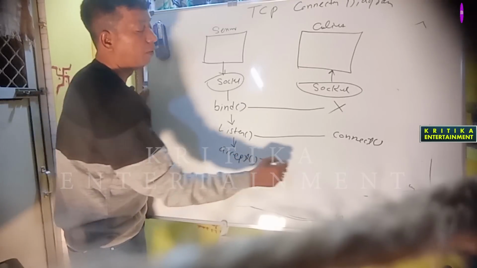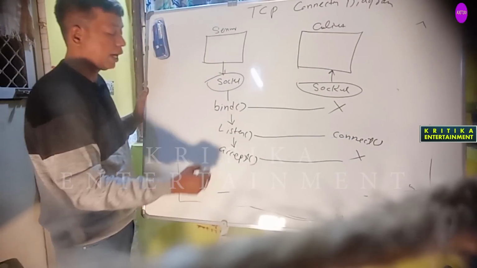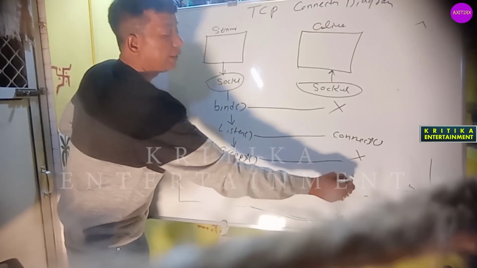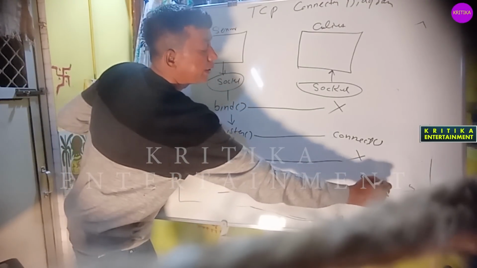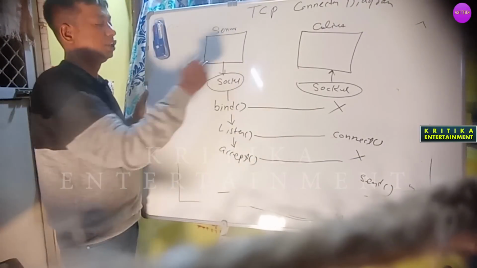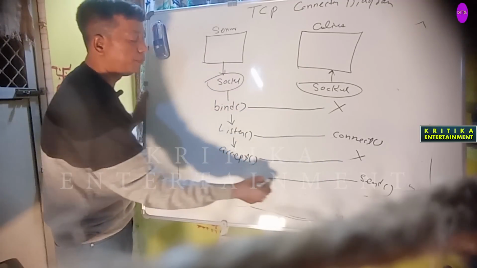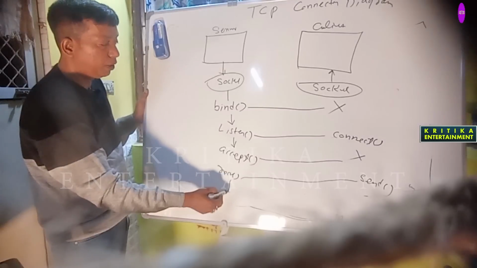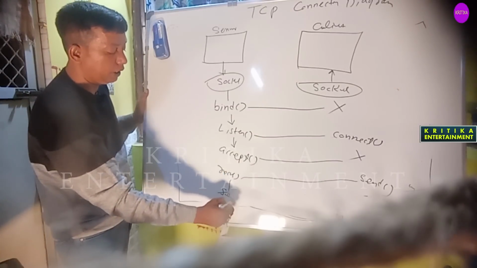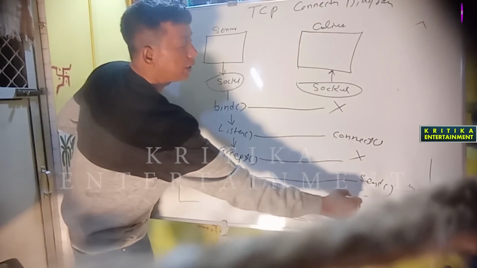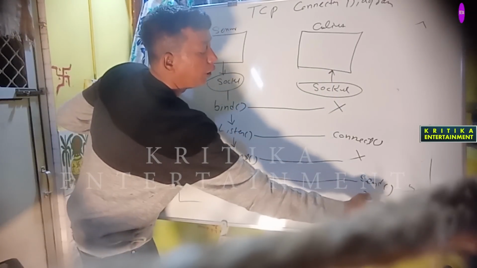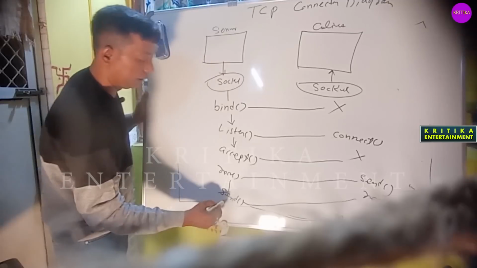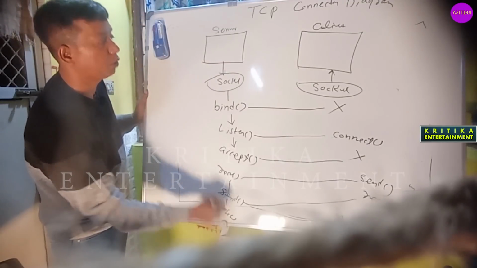After accept, the client will send the data to the server, then the server side will use the receive function. The server can also use the send function, and the client will also use the receive function. Then both sides will close the connection.